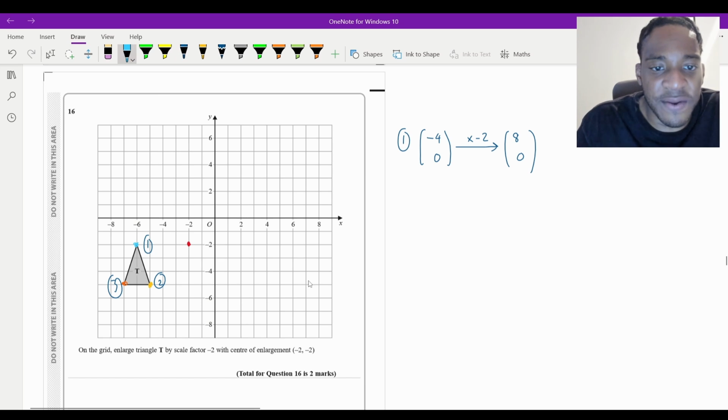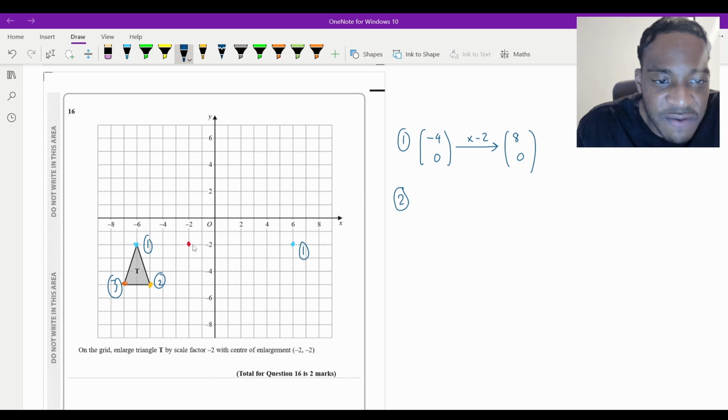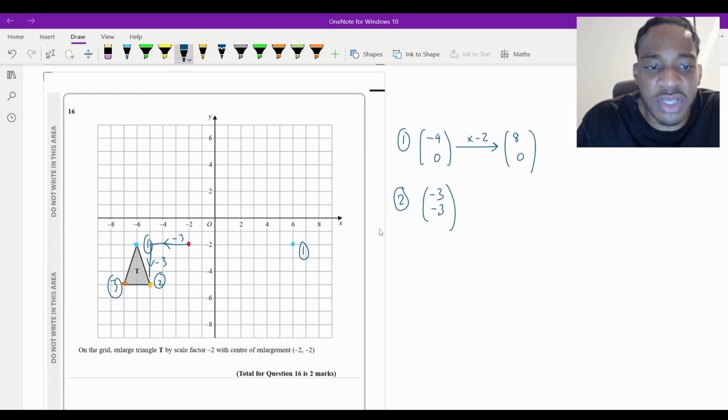So this is going to be this point here. It's going to be this point here. And I'm going to call this number 1. No, you're just going to keep going. So I'm going to call this number 2. And then I'm going to ask myself, well, what is the vector that takes me from the center of enlargement to this point here? I have to go 1, 2, 3 units to the left, right? So that's going to be a minus 3 here. And then once I'm here, I have to go 3 units down. So that's another minus 3. So this is the vector to go from the center of enlargement to that point 2.